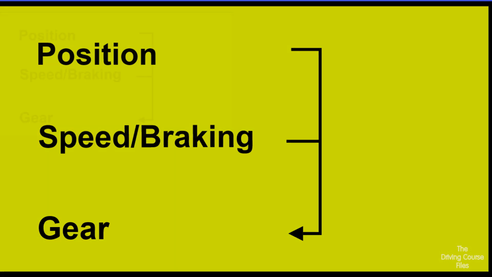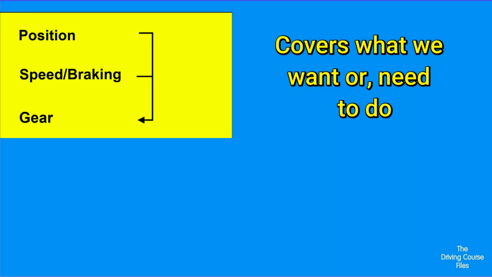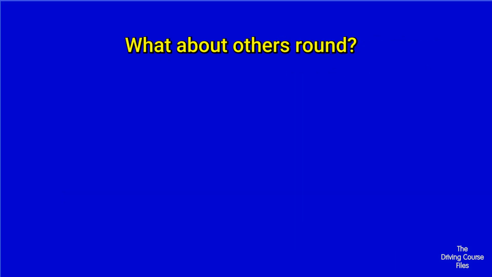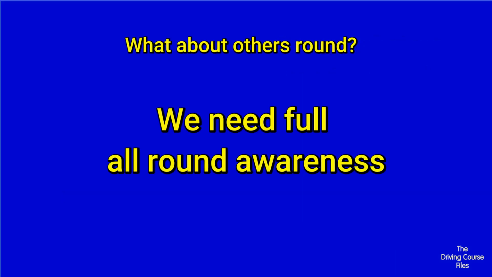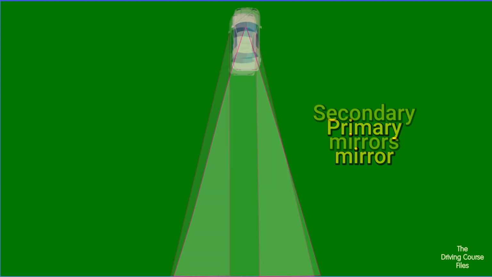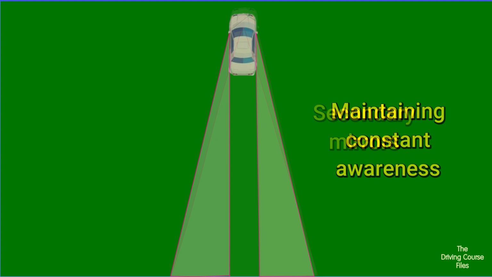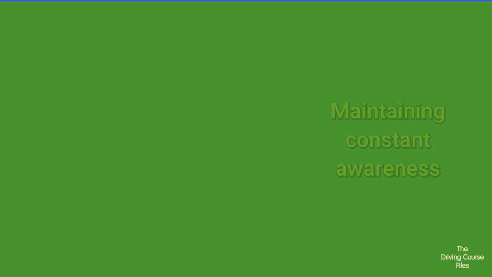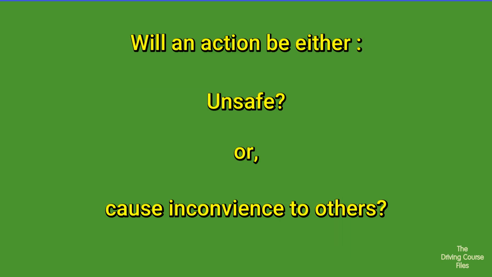That's fine up to a point and covers what we want or need to do. But what about other people around? As much as possible, we need to know what is happening all around us. Two other elements cover this ground. One is using mirrors, where in cars the primary mirror should be the central one, and the others are secondary. Apart from maintaining a regular awareness of what is happening behind, mirrors should obviously always be checked before any change in position or reduction in speed to ensure the action which follows is not unsafe or does not cause inconvenience to others.